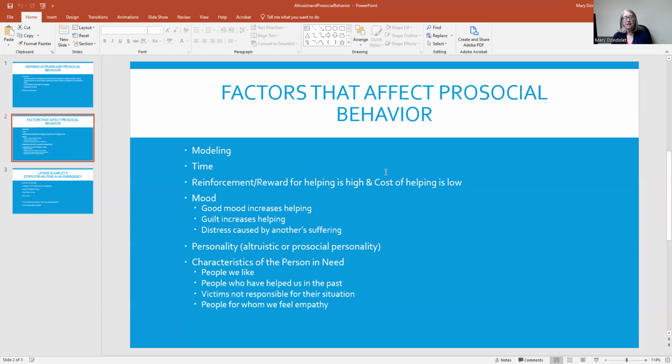Another variable that plays a role in helping is reinforcement and reward. So when the reward for helping is high and the cost of helping is low, or either one of those alone, we're more likely to help. Does that make sense? So if someone needs me to open the door for them, and it's really easy for me to open the door, it's going to cost me very little and the reward is going to be high. I'm going to go, oh, look at me, look at what a good helper I am. So I'm going to help them open the door.